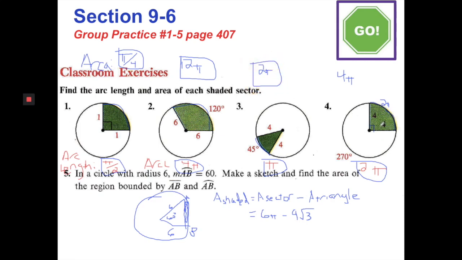And finally, let's double check my answer here. Whole area of this, if the radius is 4, pi r squared would be 16 pi, and 1/4 of that would be 4 pi. And I'm good. I agree with my answers here.